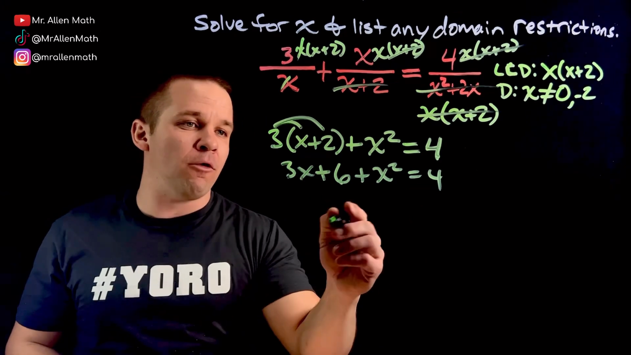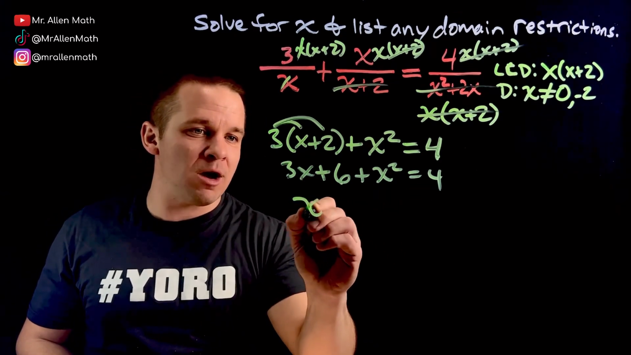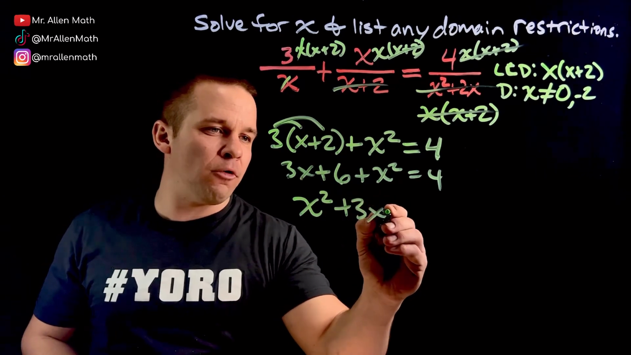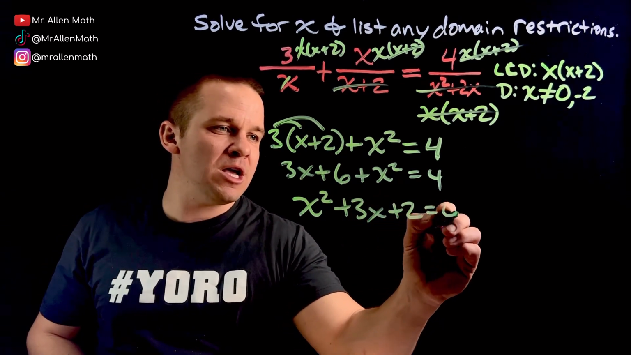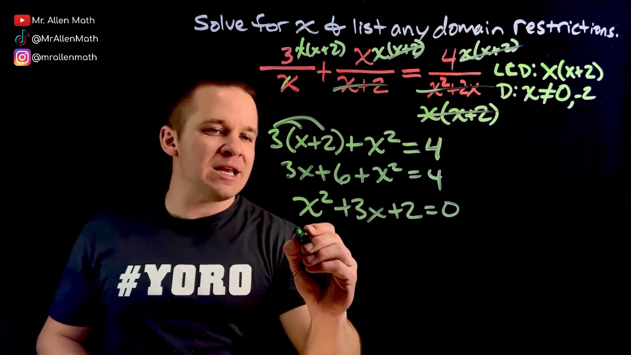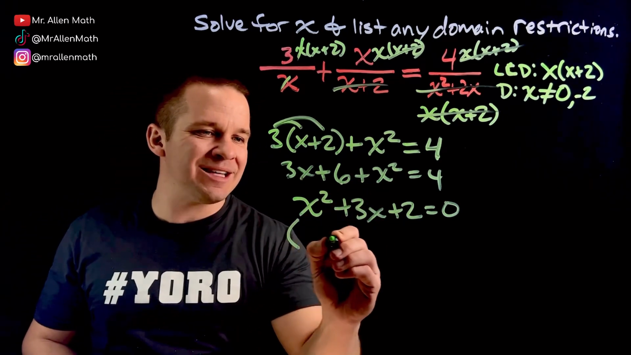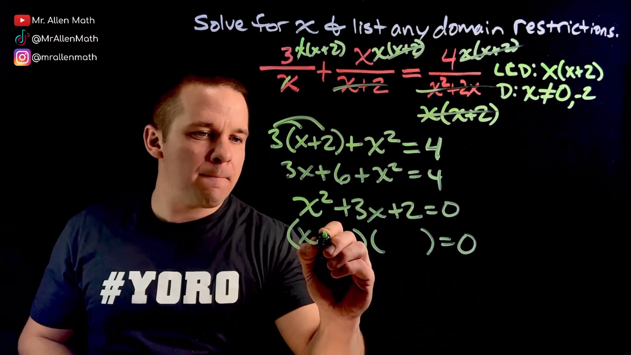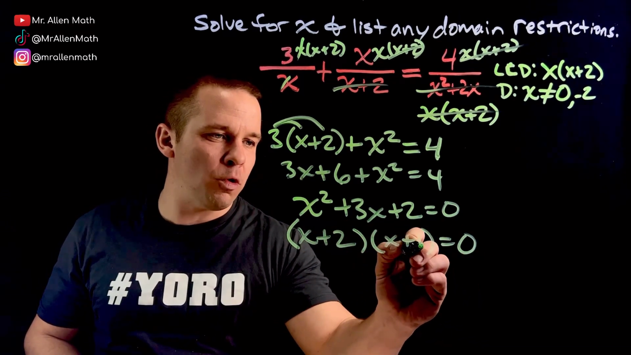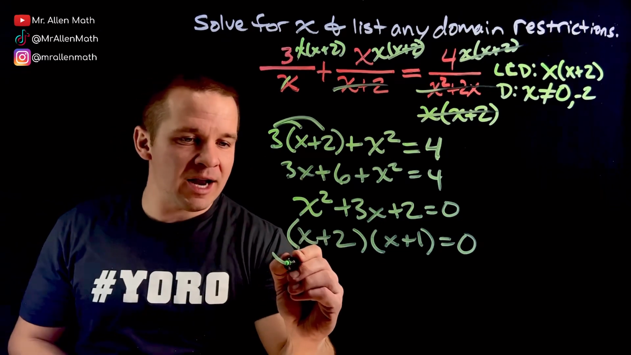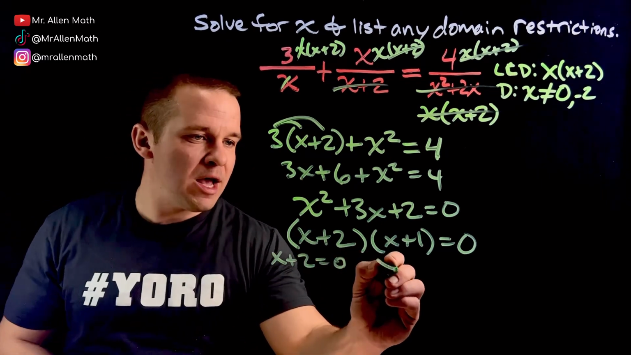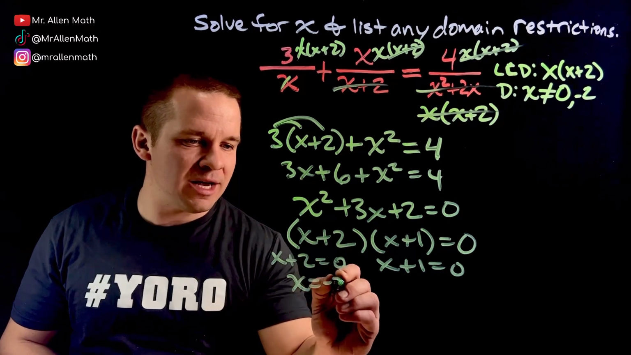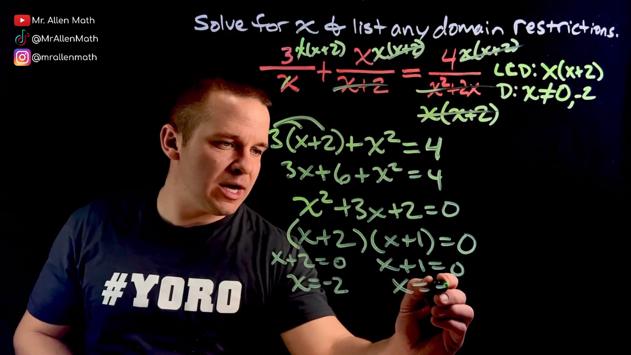I'm going to subtract 4. Rearranging, I get x squared plus 3x plus 6 minus 4, which is plus 2, equals 0. Now I'm going to factor what multiplies to 2 and adds to 3. That's going to be a 2 and 1. So I have x plus 2 and x plus 1. Solving, x plus 2 equals 0 and x plus 1 equals 0, so x equals -2 and x equals -1.